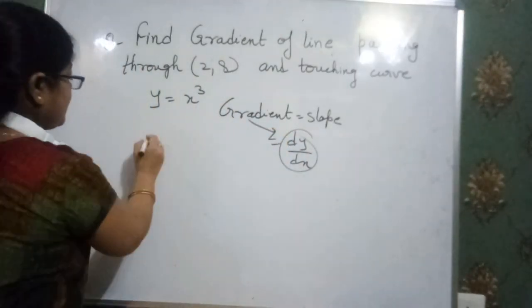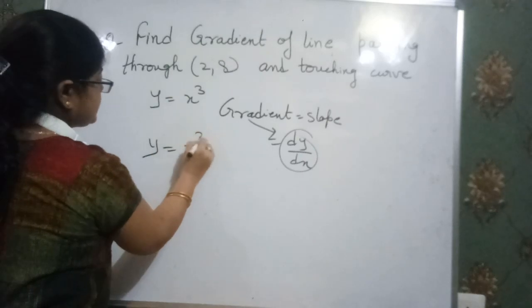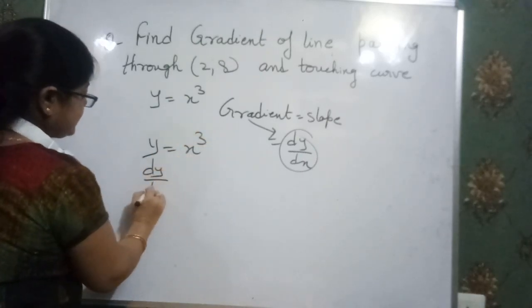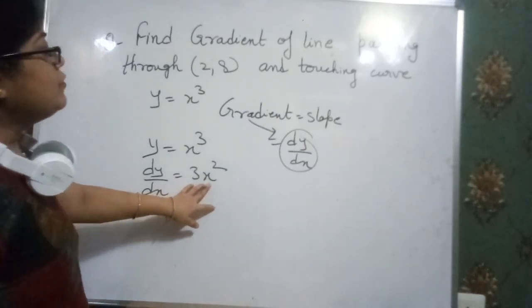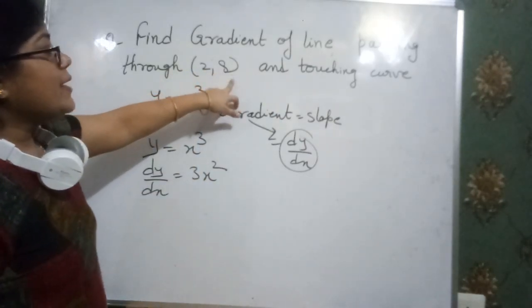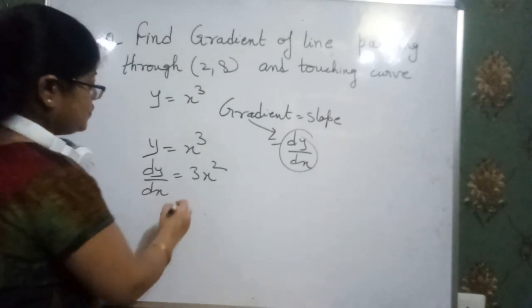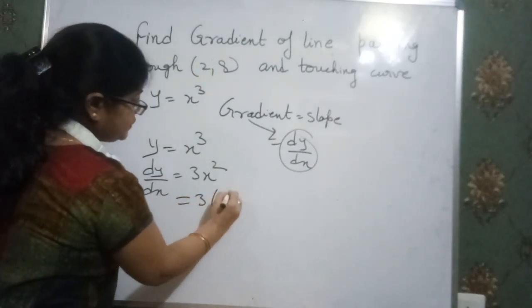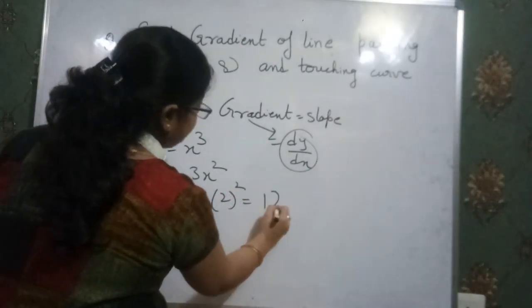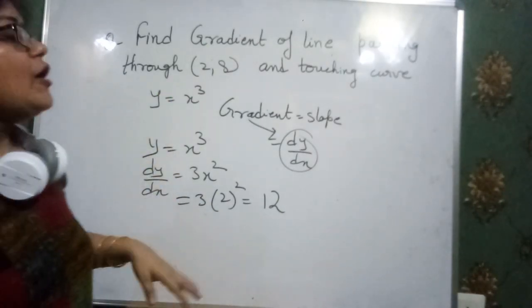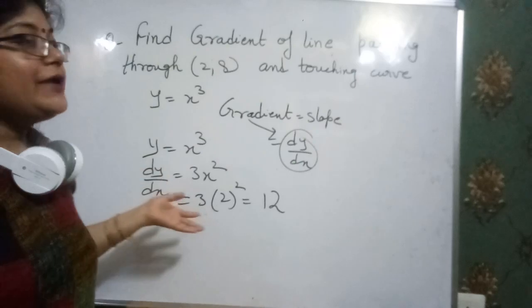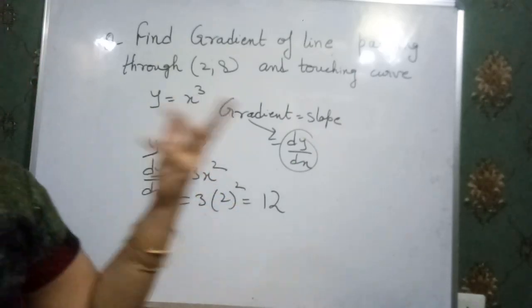Simple. Now we have the curve y is equal to x cube. So dy by dx is equal to 3x square. Now substitute the value of x here. We have 2,8. That means the value of x is 2. So 3 into 2 square, that means we have 12. In this way we do that. Next question I am going to tell how you will find the subtangent and subnormal. Let's see.